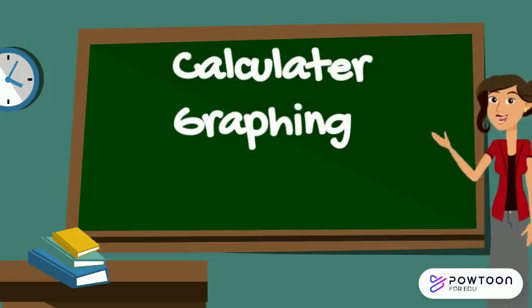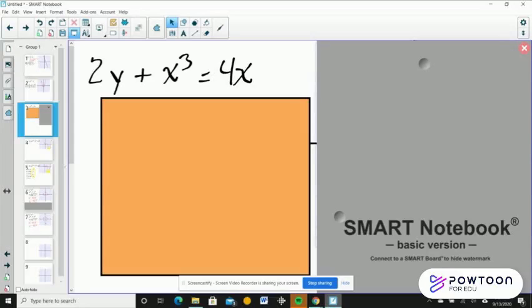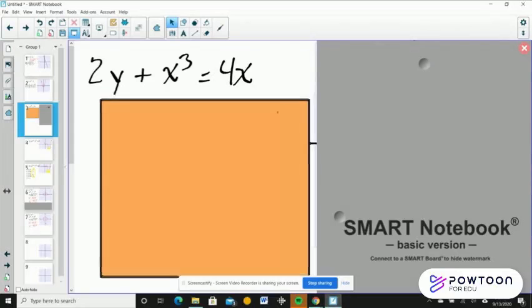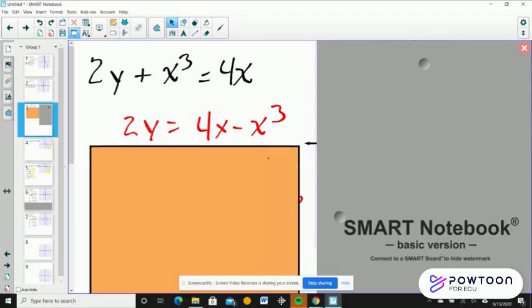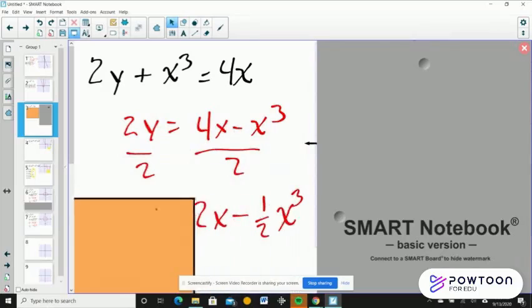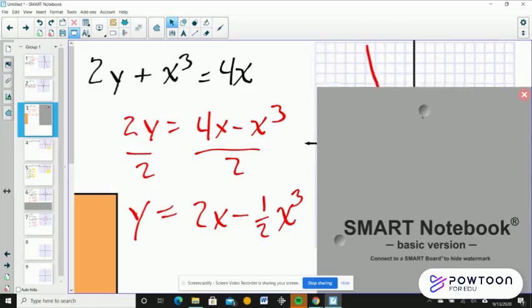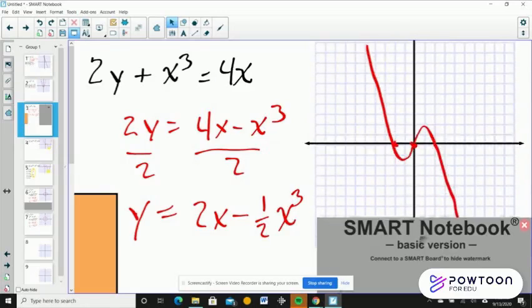Now for graphing on your calculator. Now to put the function 2y plus x cubed equals 4x into your graphing calculators, you have to have it as a function of x. So we'll solve for y. Subtract x cubed on both sides, divide by 2, so we get y equals 2x minus 1/2 x cubed. When you plug that function into your calculator, you should get a graph that looks similar to that.